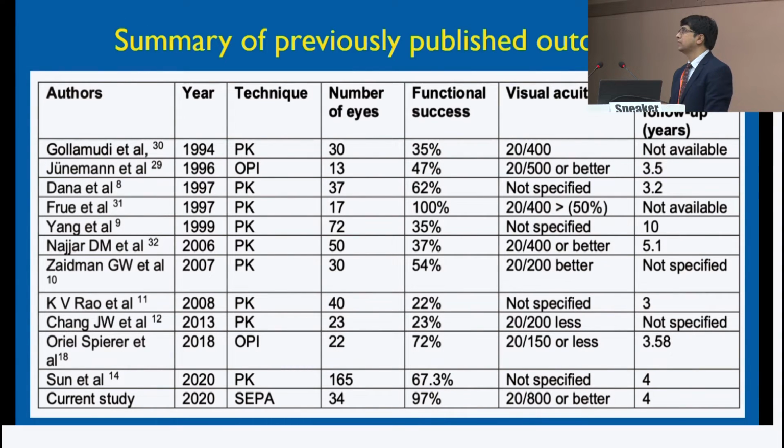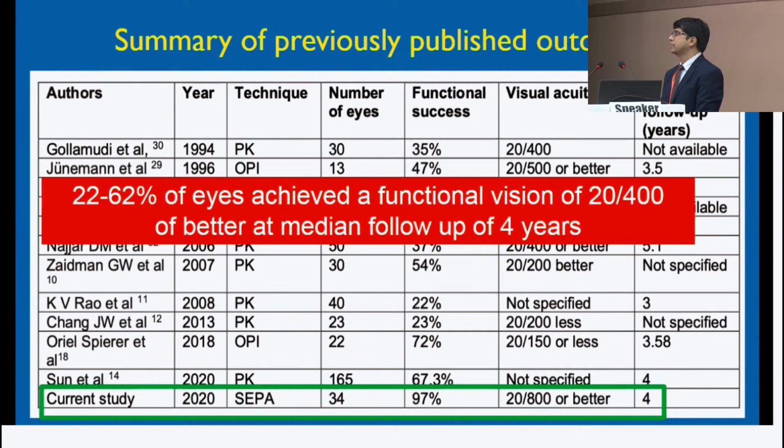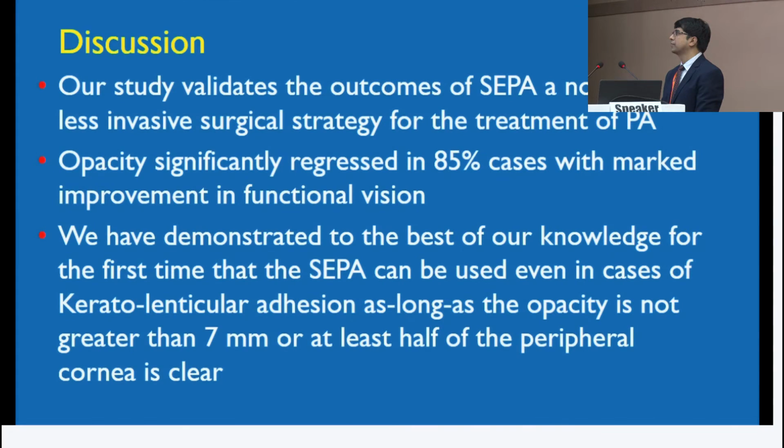Over the last 3 decades, the literature primarily focused on anatomical success has shown a modest outcome, and only 20 to 60% of them achieved 20/400 or better vision at a median follow-up of 4 years. In the current study, most cases have shown a significant improvement, and vision continued to improve over a period of time. Our study validates the long-term outcome of CEPA.